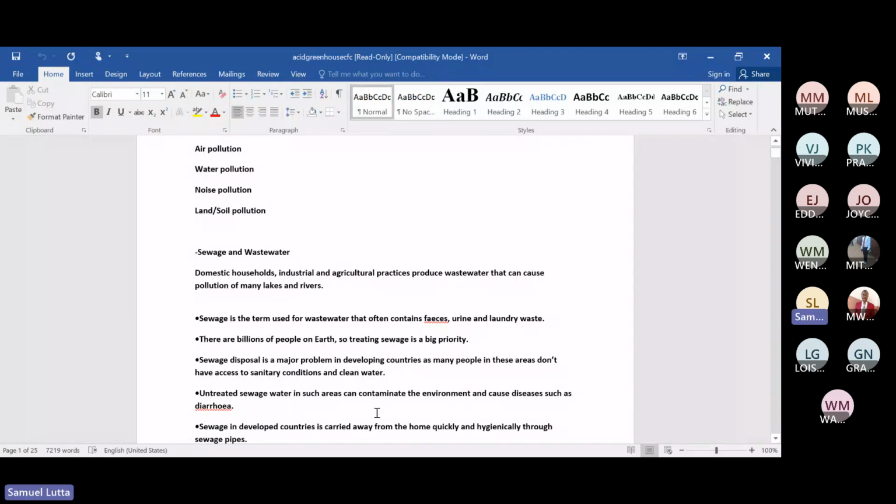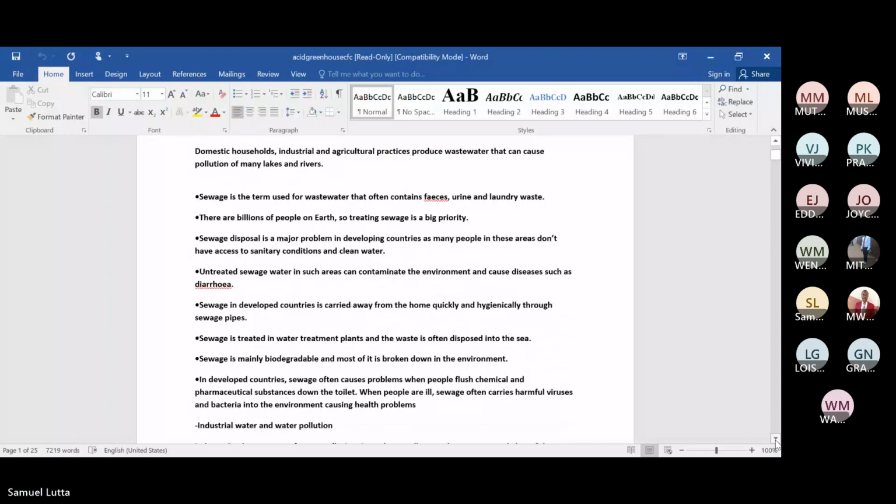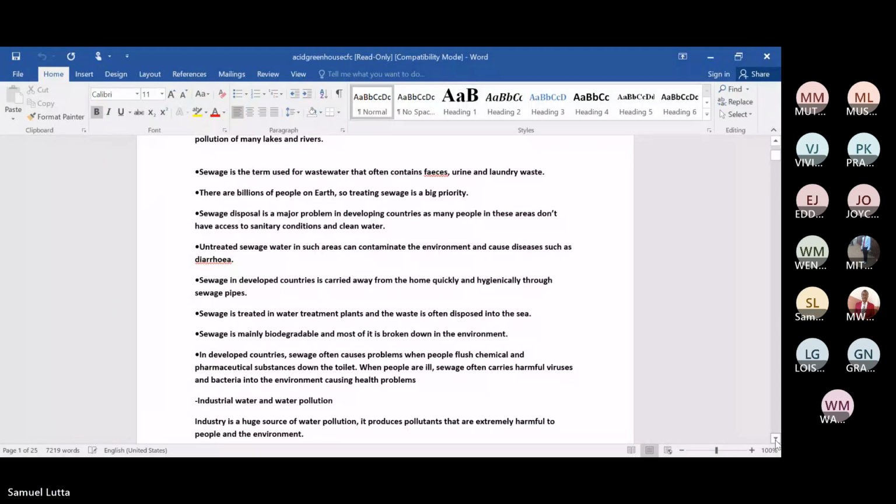When they are not treated, they normally contain a lot of microorganisms, and these microorganisms can cause diseases. Sewage is carried quickly and hygienically through sewage pipes, and then it is normally regenerated.